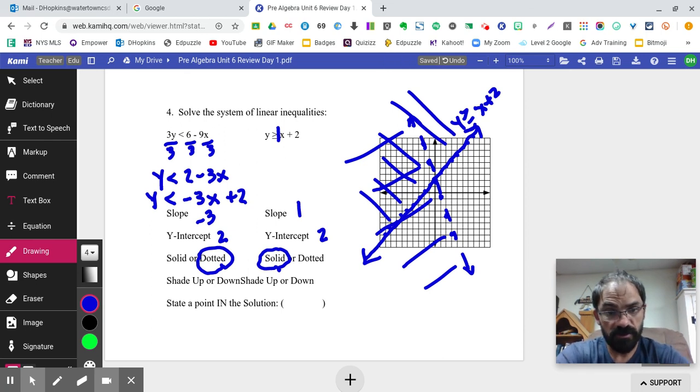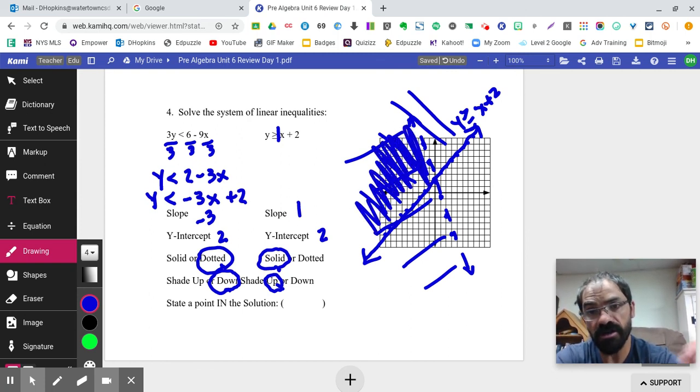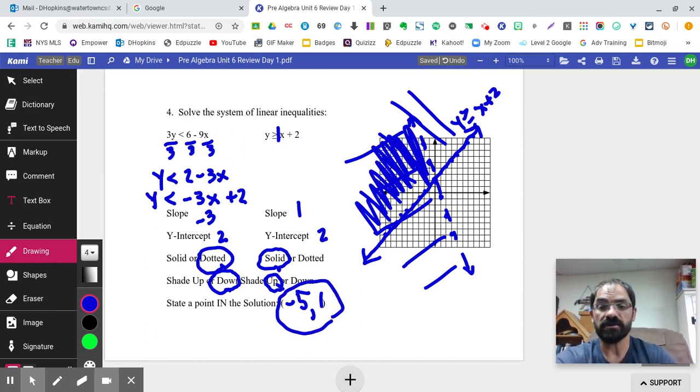Over here, what did we do? We shaded down. Sorry about the confusion here. And on this one, we shaded up. Name any point in the solution. So the solution is this double shaded area. So I can come over here and write negative 5, positive 1. And you could have any point that's in that double shaded and still be correct.